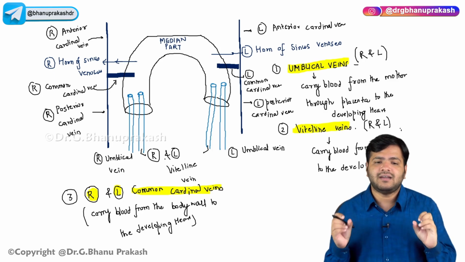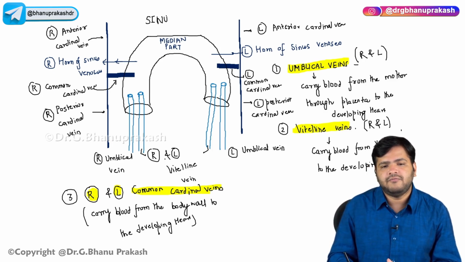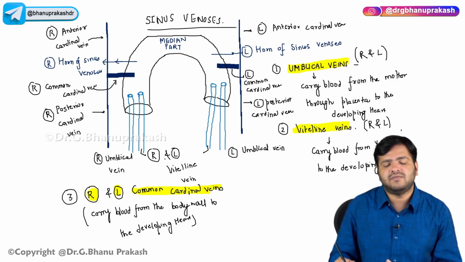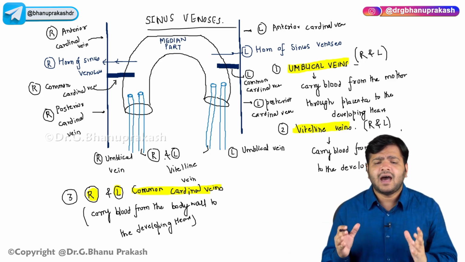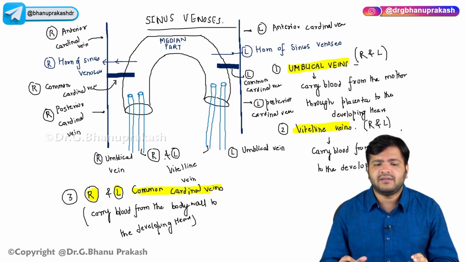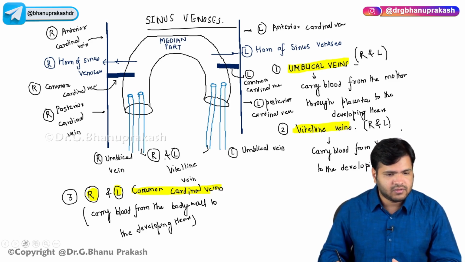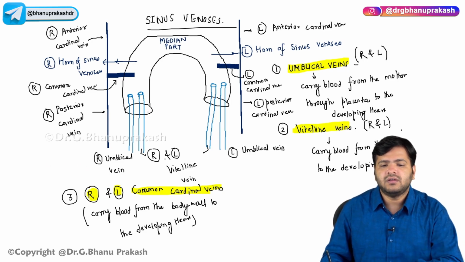So this is how the sinus venosus will be receiving blood from these sources, and this is exactly how they will receive the blood, right? Now, if I ask you how many veins in total are draining into the right and the left part, if you count over here, it is 1, 2, 3.